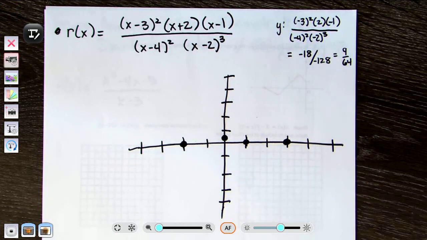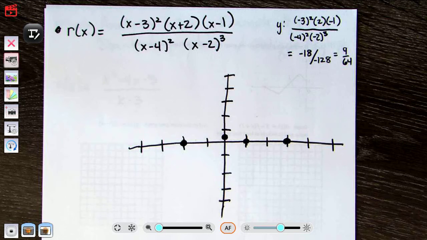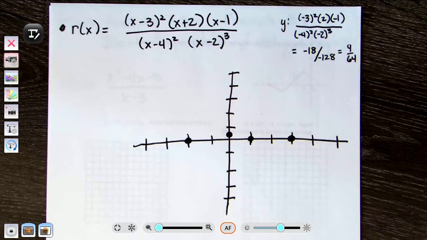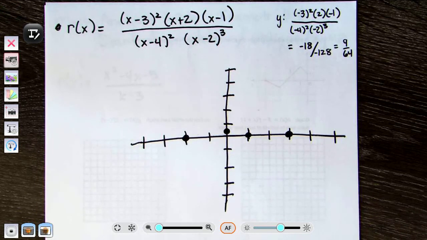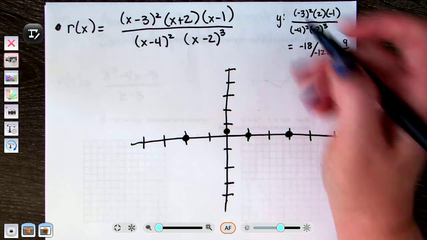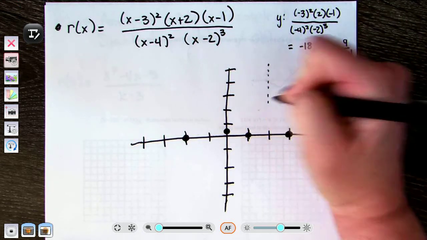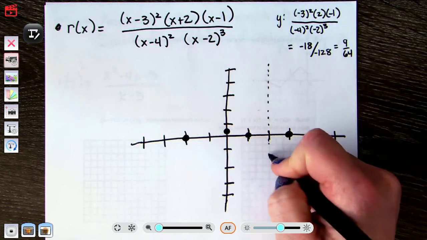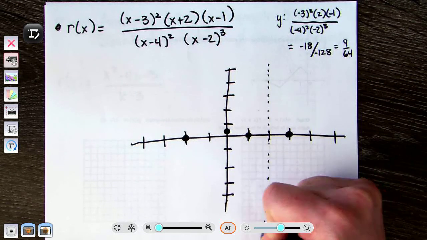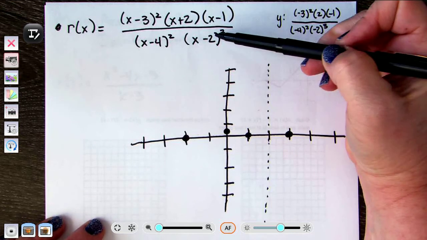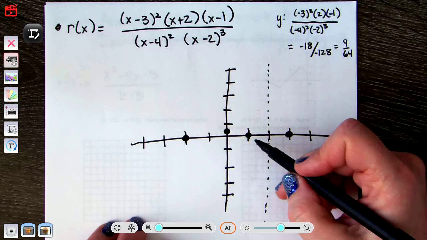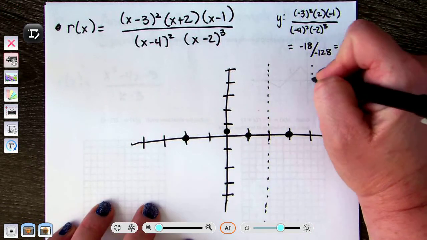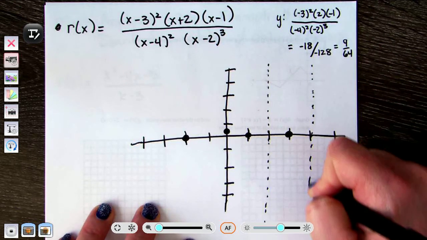There's our y-intercept. Our next piece was to find the vertical asymptotes. Vertical asymptotes were the zeros of the denominator. So we will have this guy in here. And there's one at 2 and there's one at 4. So we've got lots of stuff going on in this guy.